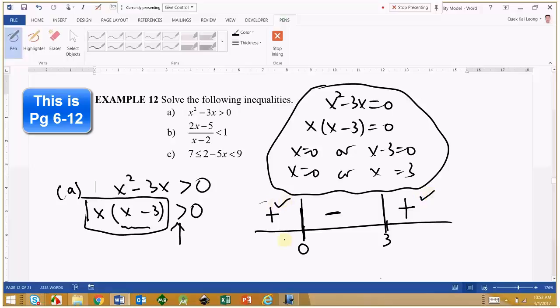Okay, so answer: x must be less than 0 because it's moving this direction. 0, minus 1, minus 2, minus 3 is moving this direction. So x is less than 0, or x, this region here, is moving this direction, must be greater than 3. So if your x is less than 0, this whole expression will give you greater than 0. If your x is greater than 3, this whole expression will give you greater than 0. This is how we solve an equation involving inequality.